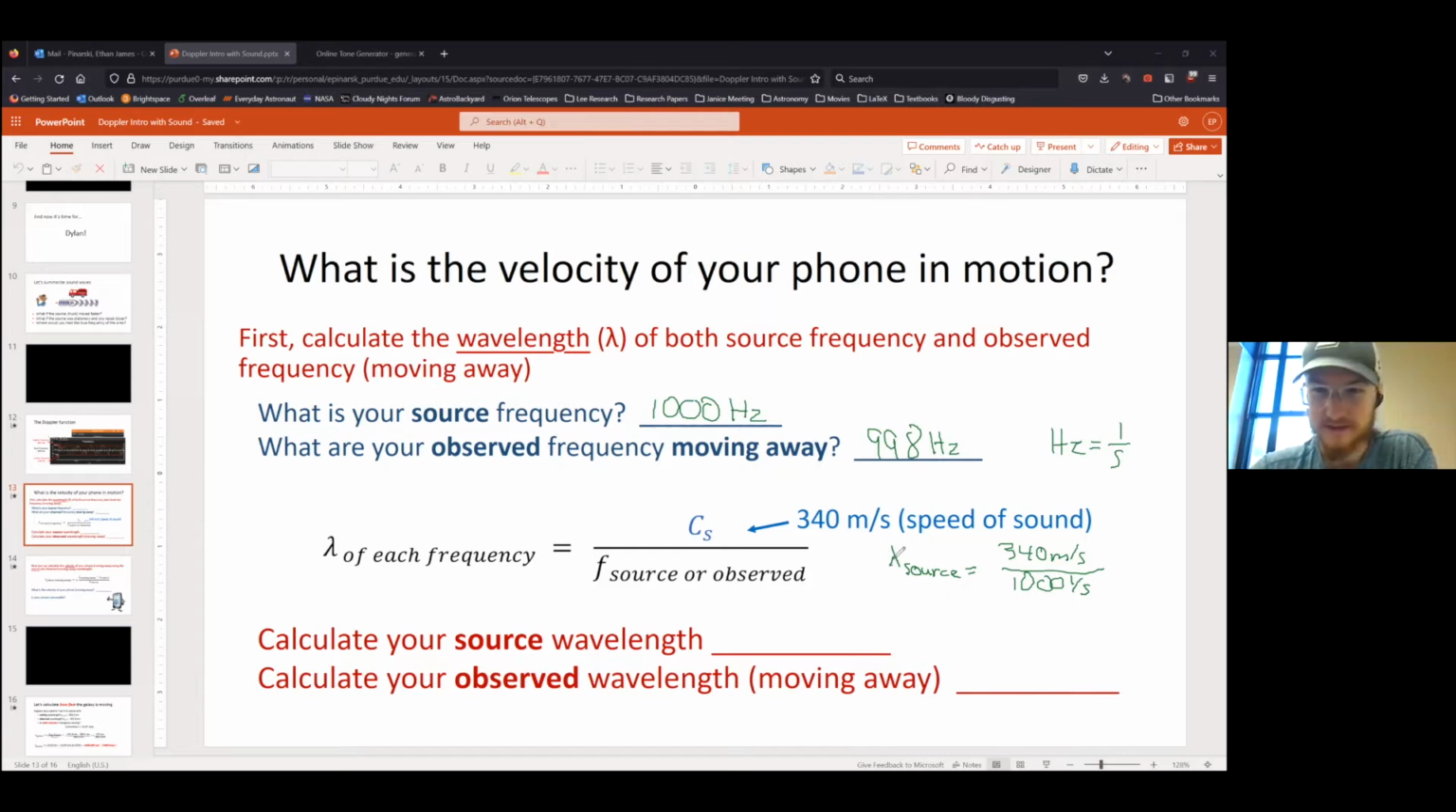So everyone can see here, this is the calculation for the source wavelength, which is your tone generator at 1,000 hertz. A hertz, for a reminder, or if anyone doesn't know, is 1/seconds. So the seconds cancel out, and you will get the wavelength is 0.34 meters.